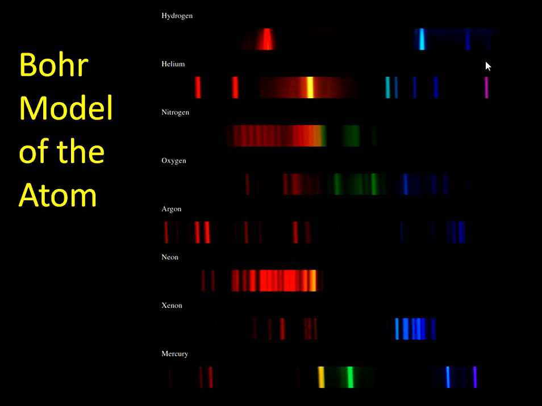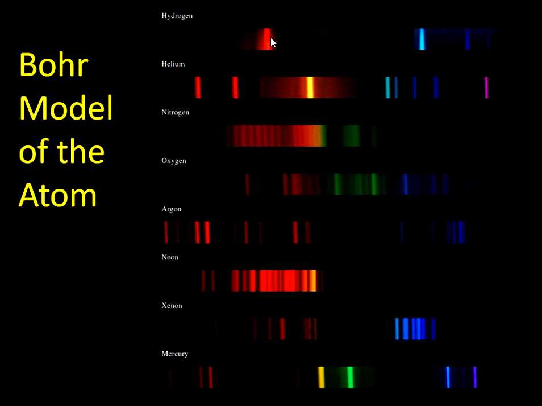One of those observations is the spectrum of light that's emitted by gas which has been excited. So for example, here we've got hydrogen, helium, nitrogen, and so on. Somebody has taken these gases and put them inside of a glass tube, and then they've excited the atoms in these gases by applying a high voltage.